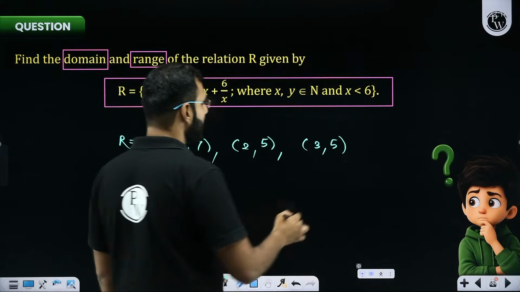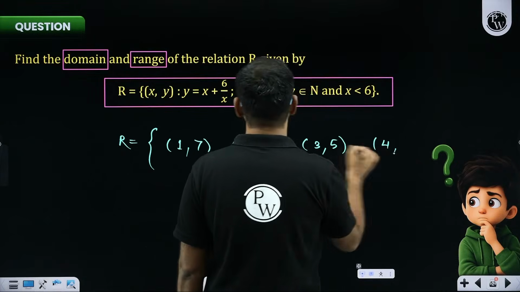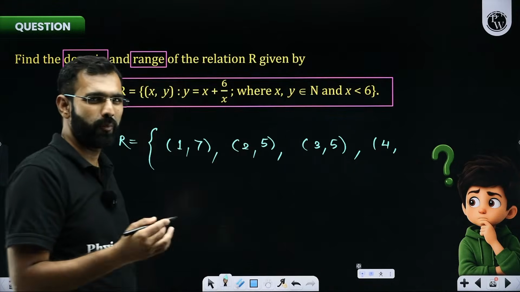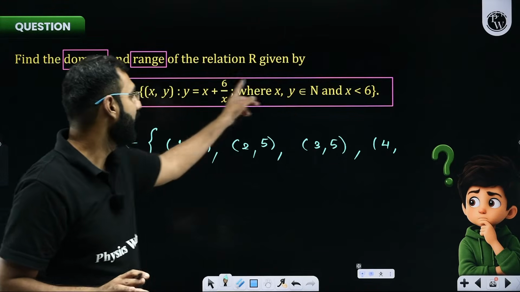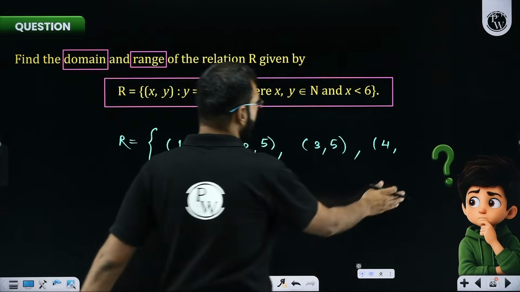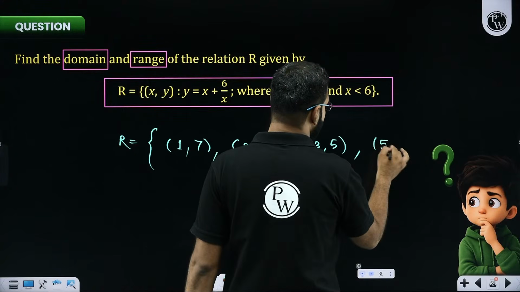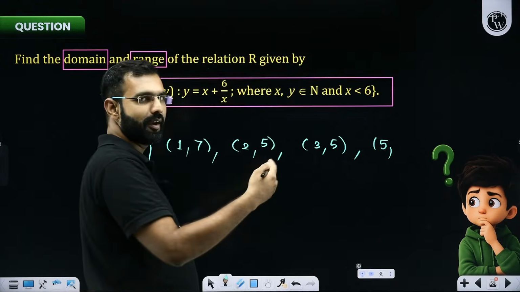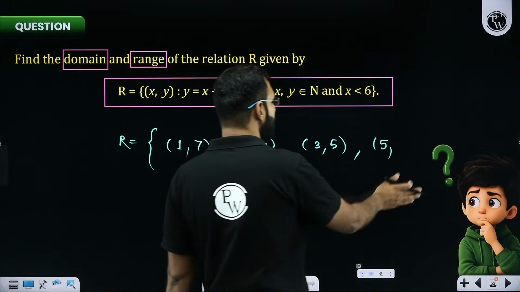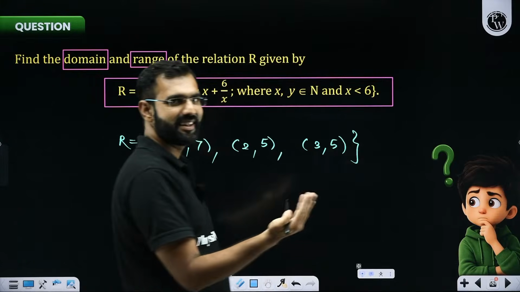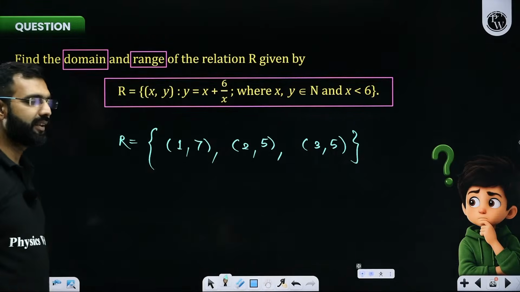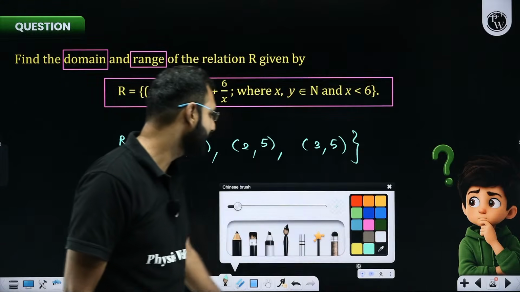Now with this, can I try x as 4? Let me. 4 plus 6 by 4. Sir, 4 plus 6 by 4 will be a fraction which is not an integer, and y has to be a natural number. So 4 I cannot try. 5 also we cannot try, because 6 upon 5 will again be a fraction which will not give me an integer. And 6 I definitely cannot try because x is less than 6. So these are the three ordered pairs I get in this relation.